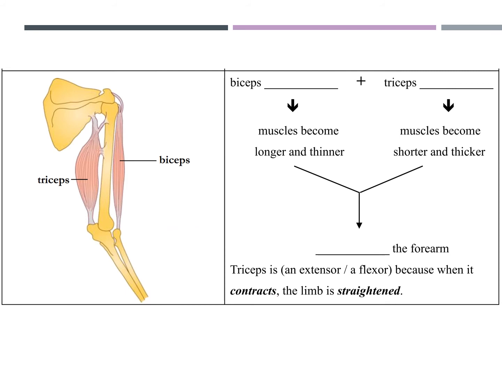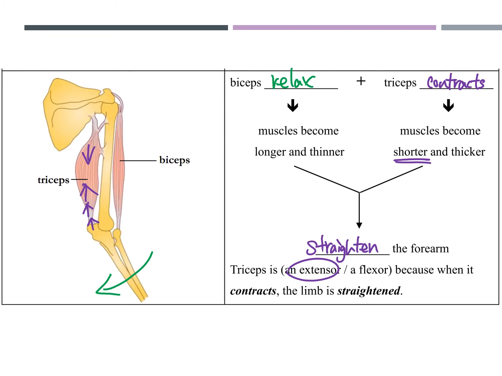What happens if you try to straighten your arm? It will be the opposite story. Now, your biceps will relax so that the muscle becomes long and thin, but the triceps will contract and the muscle becomes shorter. The pulling force from the muscle contraction is transmitted by the tendon. It helps to straighten the forearm. The conclusion is the triceps is an extensor because when it contracts, the limb is straightened.